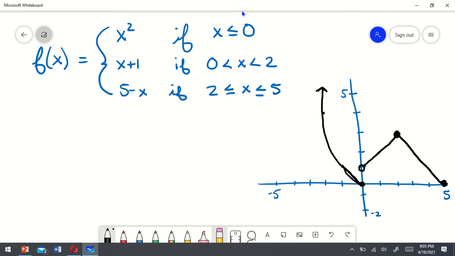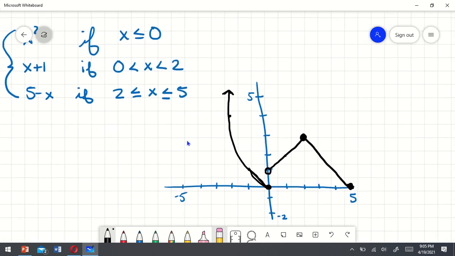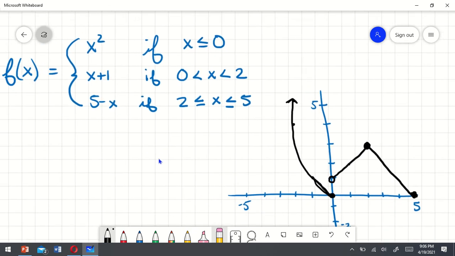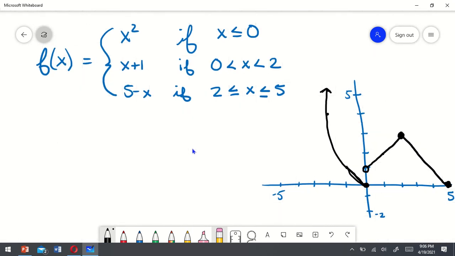So where is this function continuous? Are there any places where f is discontinuous? Looking at our function here, we see the pieces of f are each continuous for every number since they're polynomials. Right, the x squared, x plus 1, those individually are all continuous everywhere in their domain.